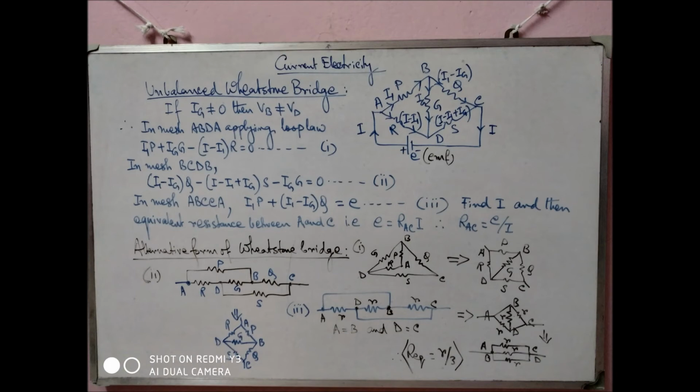Now look at the bridge structure, ABCD, a rhombus-like structure. If I divide it into multiple meshes, I can take one mesh as A, B, D, A. Mesh means a closed loop. Another I take B, C, D, B. Anyone can take A, B, C, D in full. Also we can take A, B, C, E, meaning the cell EMF, A, B, C, E, A. Anyone can take A, D, C, E, A. So I can take different loops or meshes and apply Kirchhoff's loop law.